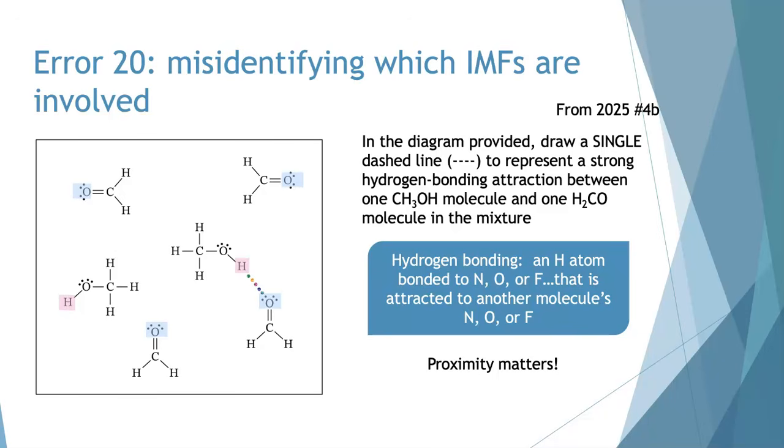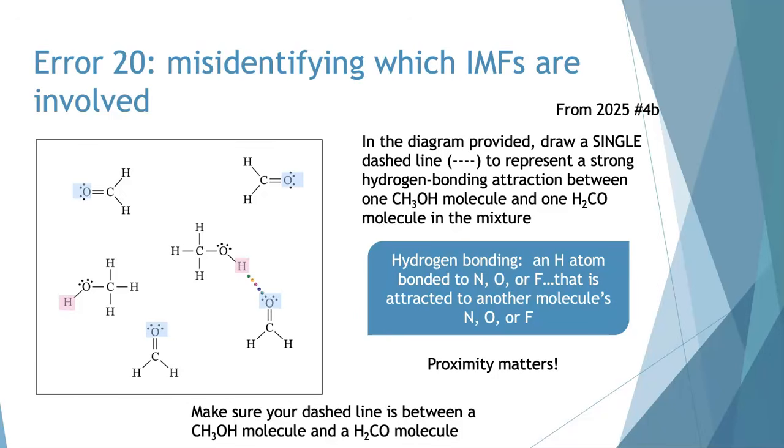You don't want to draw more than one line, because if one of your lines is wrong, now you get no credit. All right, you do want to make sure your dashed line is between a methanol molecule and a formaldehyde molecule. You were specifically told to do that in this question.